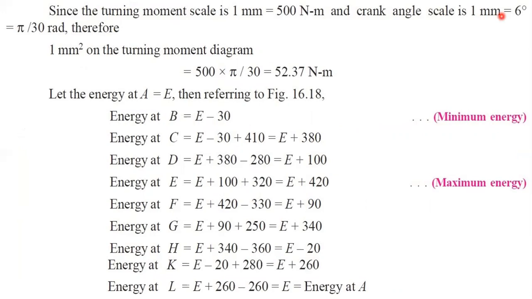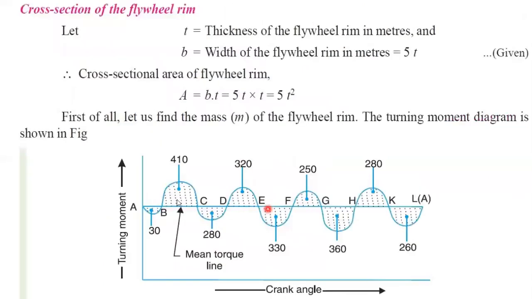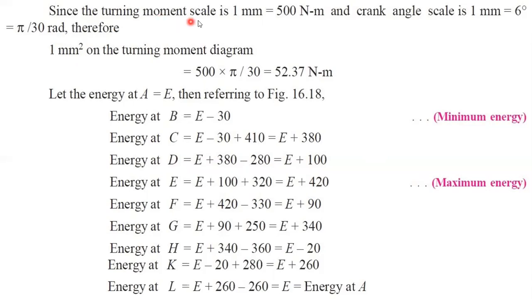So convert into radians: 6 into pi by 180. Finally, we'll be having pi by 30 radians. If you want to determine 1 millimeter square on the turning moment diagram, because everything is in millimeter square, right? We need to multiply the turning moment scale, that is 500 into pi by 30. Finally, you will be getting 52.37 Newton meter. So 1 millimeter square is equal to 52.37 Newton meter.